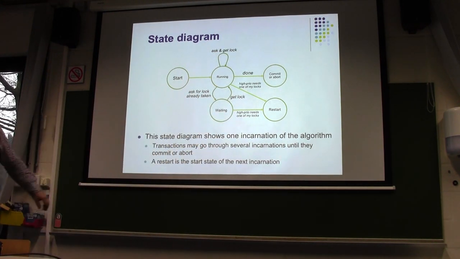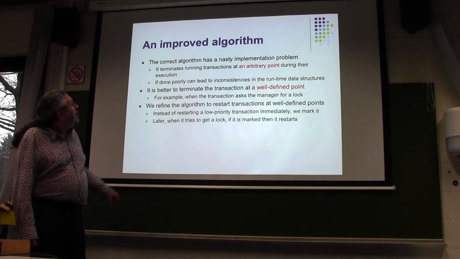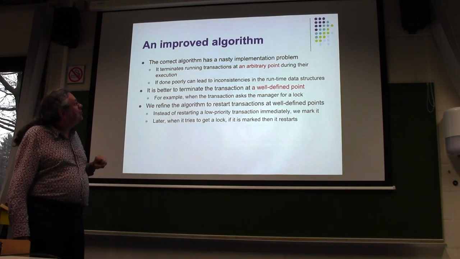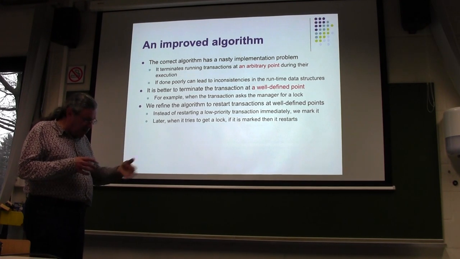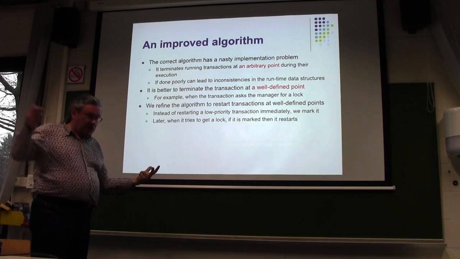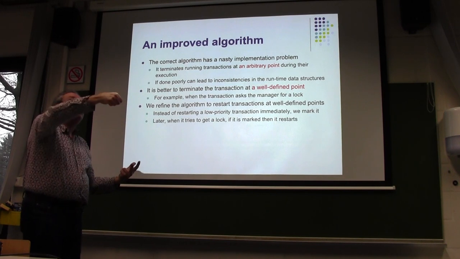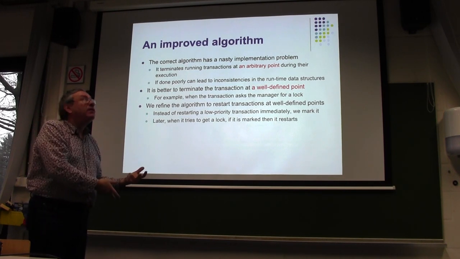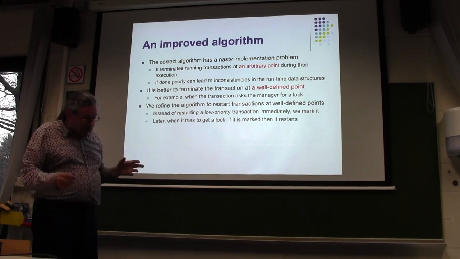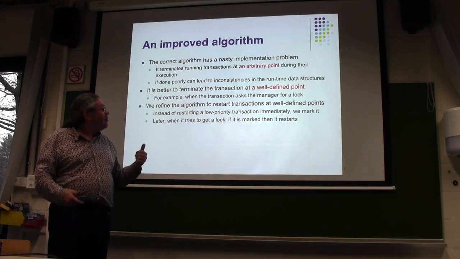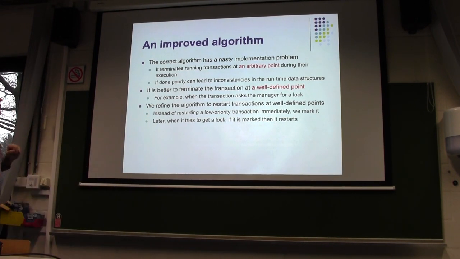It's correct. But there is an issue, and it's kind of nasty in the implementation, because it terminates a running transaction at an arbitrary point during its execution. So I'm running, and I have three locks. Some high priority transaction comes along anytime, it needs one of those three locks. And it just kills me right there, okay? While I'm running at some arbitrary point. So I'm updating data structures and stuff. So being terminated at an arbitrary point is actually not so nice. You have to be careful, okay?